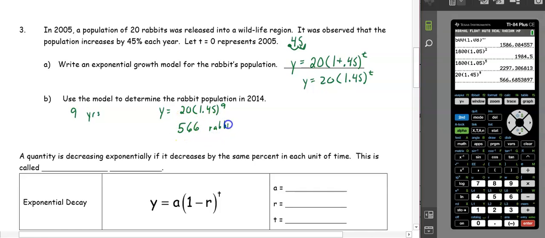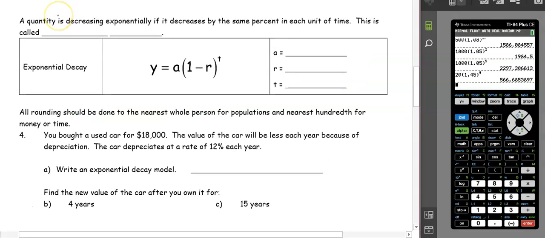566 rabbits. So now let's switch gears and look at what happens when we are decreasing. A quantity is decreasing exponentially if it decreases by the same percent in each unit of time. This is called exponential decay.